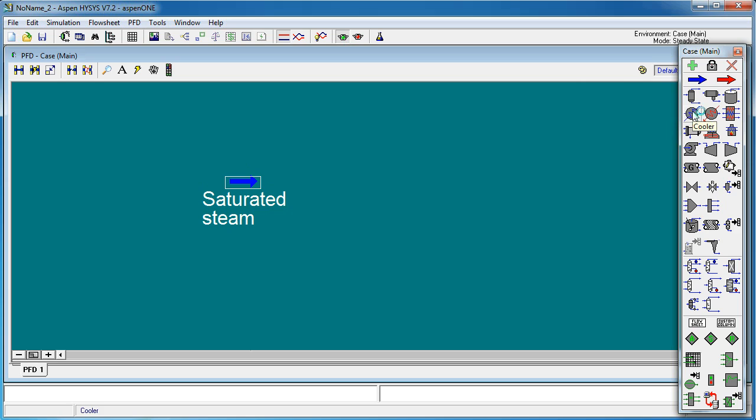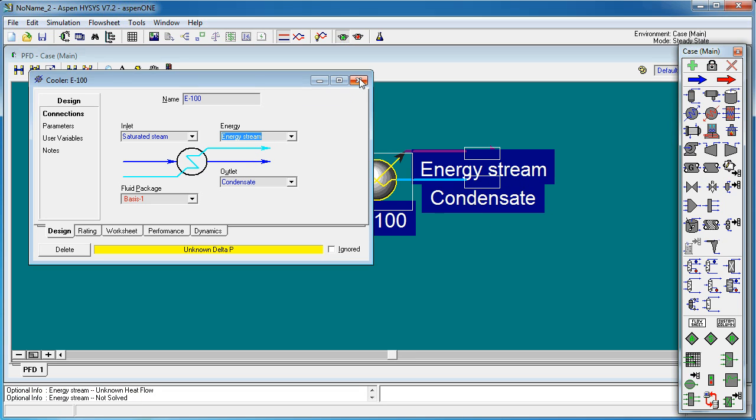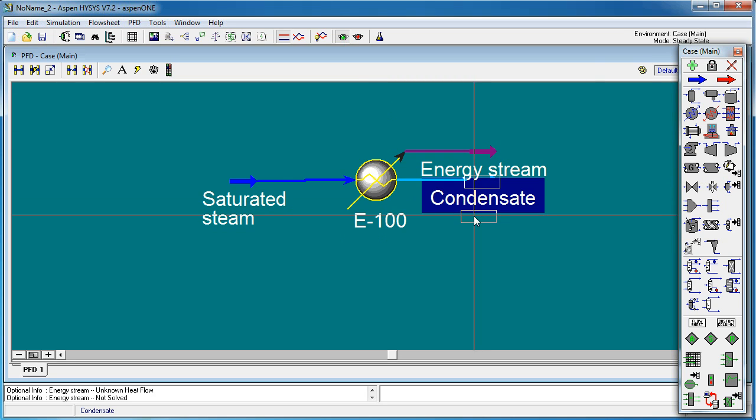We're going to add a cooler to our simulation. So this is the cooler symbol, and we want to connect up that saturated steam, which is the inlet to the cooler. We're going to add an outlet, which we'll call condensate. So we're condensing that, and because HYSYS is going to do an energy balance over this unit, it needs an energy stream. So we'll add that in and just call it the energy stream. So I'm going to just move this one down a little bit to tidy that up.